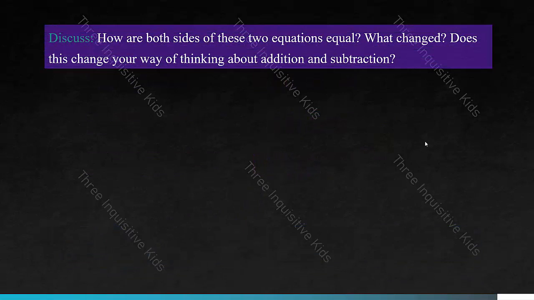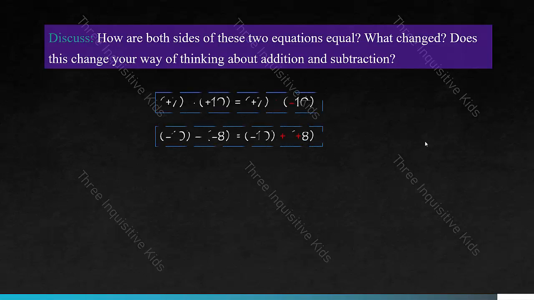Well, how are both sides of these equations equal? What changed, and does this change your way of thinking about addition and subtraction? Here we have +7 minus +10, which equals +7, adding -10. And -10 minus -8 equals -10 plus +8.